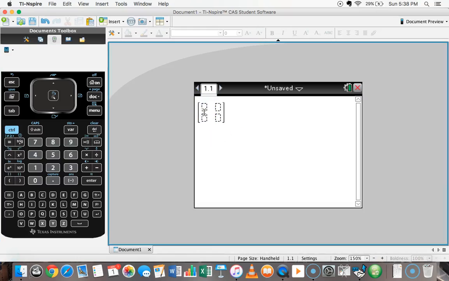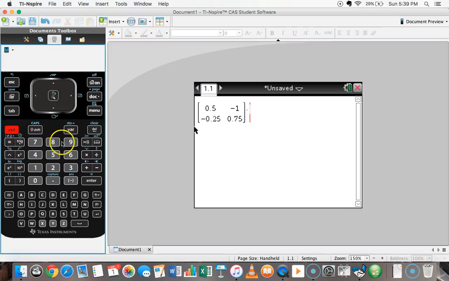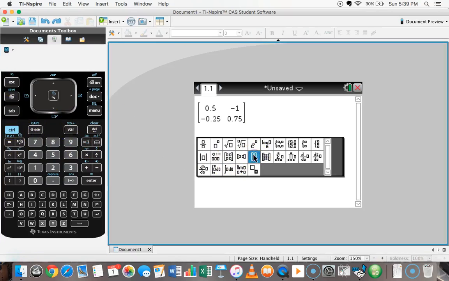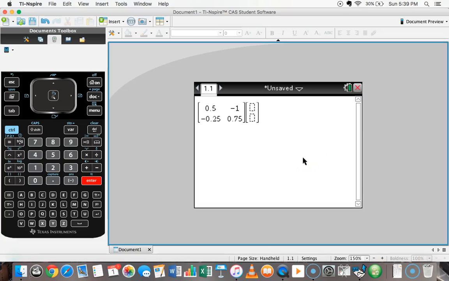Inserting our values, we've got 1/2, minus 1, minus 1/4, 3/4, and we're multiplying that by our 2 by 1 matrix, which was 7, 5. So we end up with minus 1.5 and 2.